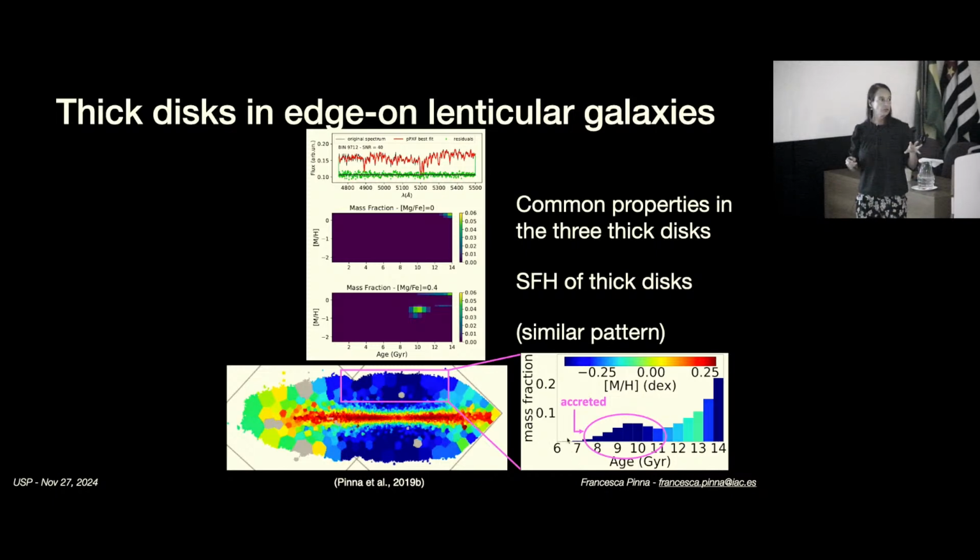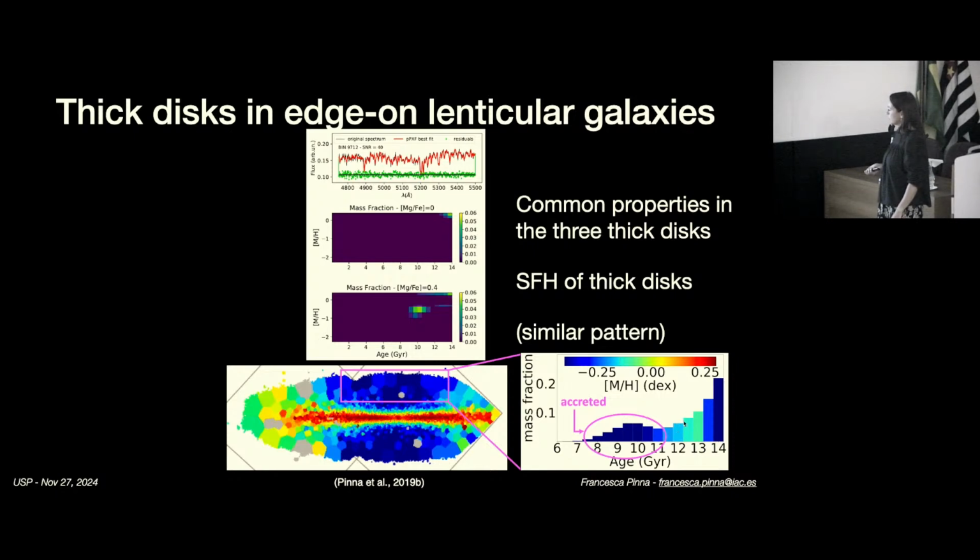The first thing that you notice here is that the star formation history is truncated very early. So we have very old stars in general. We don't have stars younger than more or less 7 giga-years. So very old thick disk stars. Furthermore, we have a main very old component, which is most of the mass, with some chemical evolution, with some increase in metallicity. So again, the blue colors are the lowest metallicities, and we go to some green here.